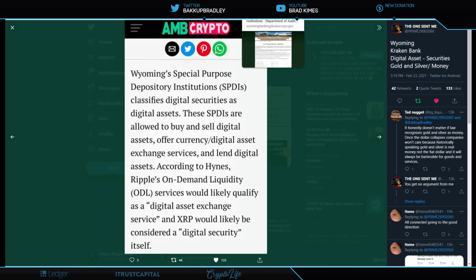But we're definitely going to pay attention to this, because I do believe you could make an argument for the asset XRP to be a security. And I don't believe that would mean you own a share in Ripple.